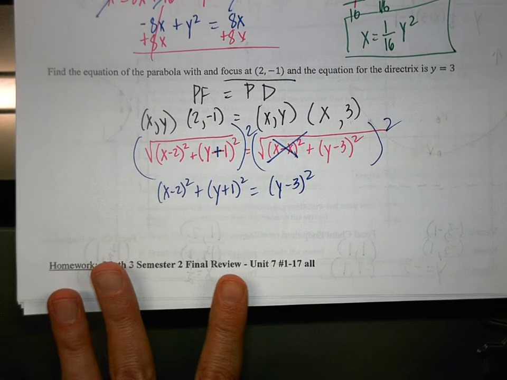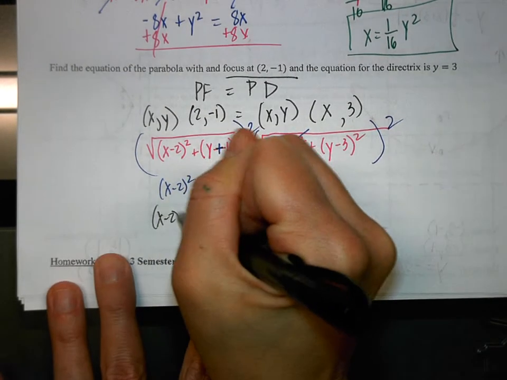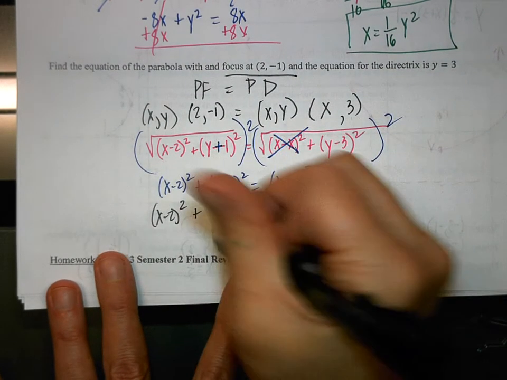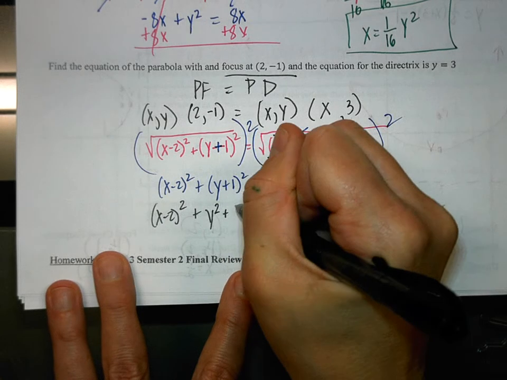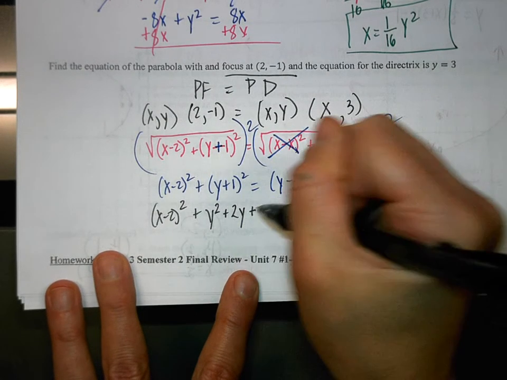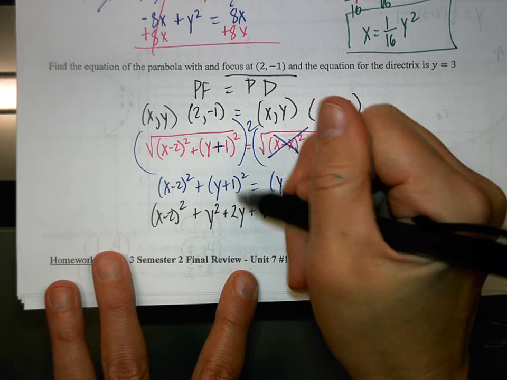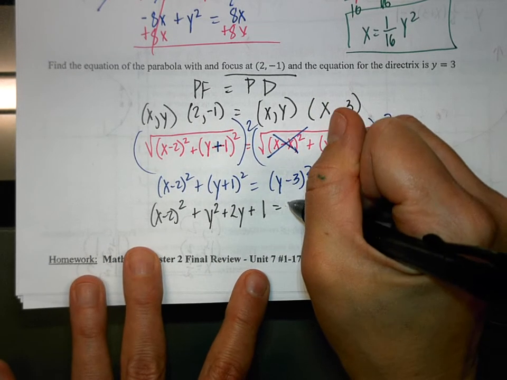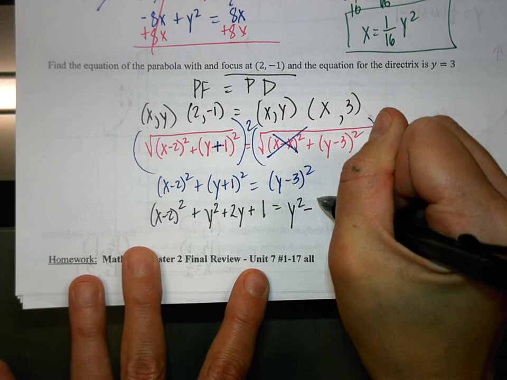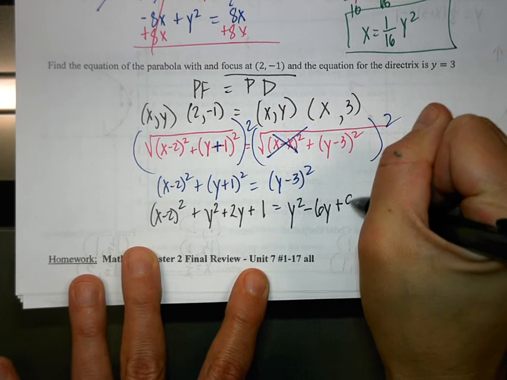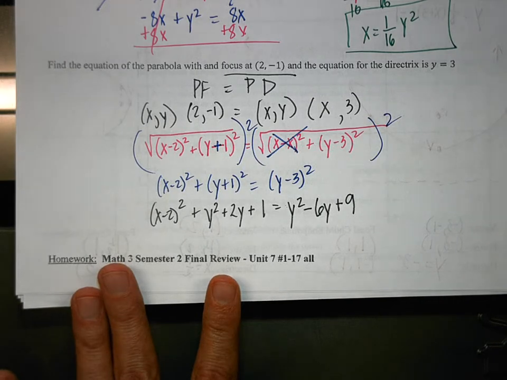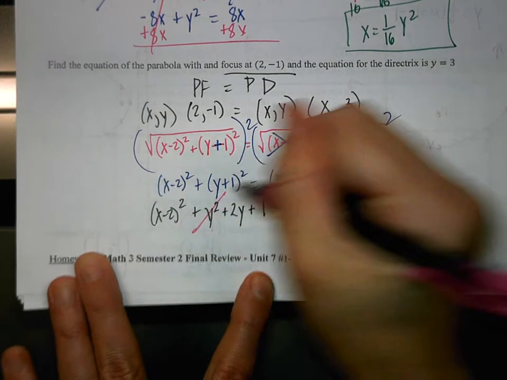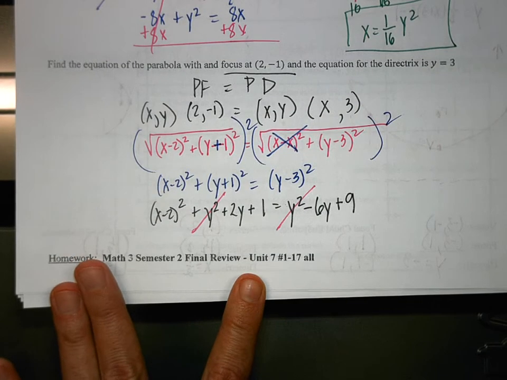Okay? And so I have (x minus 2) squared plus, and what does this multiply out to be? Y squared plus 2y plus 1. 1 plus 1 makes 2. 1 times 1 multiplies to be 1. Okay, (y minus 3) squared will multiply out to be? Perfect. Y squared minus 6y plus 9. Now what is like that I can cancel out? Y squareds.